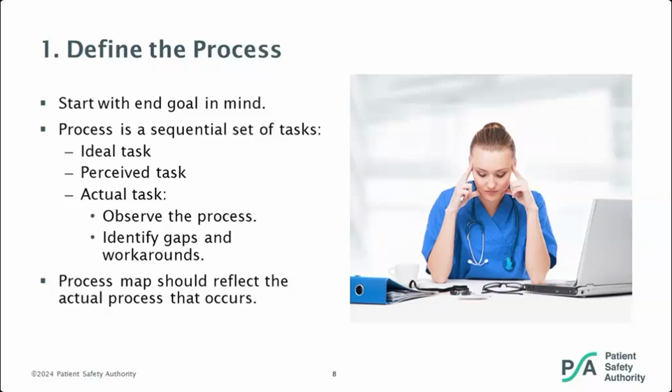We can have in our mind the ideal task. Like I would say, what does it look like on paper? What does the policy say? This is what's supposed to happen. There's often what people think is happening, like their assumptions of what is happening. What you want to do with your process map is map the process that's actually happening.